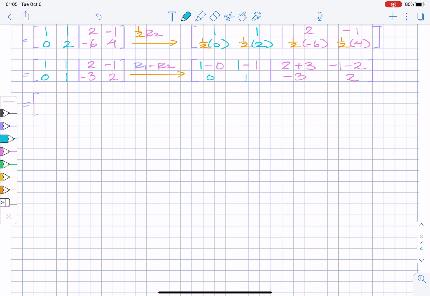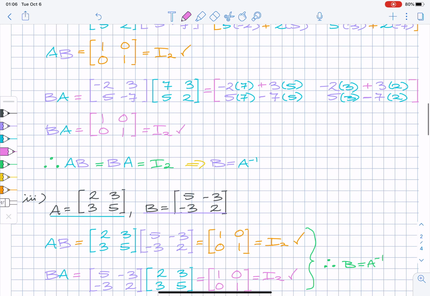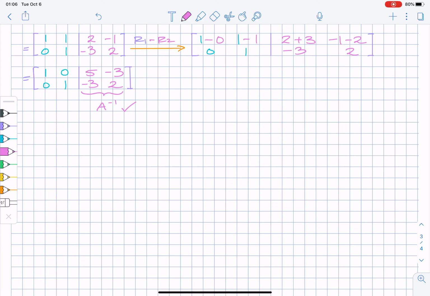Okay, so we have 1, 0, 0, 1, augment, 5 minus 3, minus 3 and 2. So guess what? I claim that this is A inverse right here. And we can check because we actually had A inverse: 5, -3, -3, and 2. Yeah, that looks like it. So check mark. Okay, so A inverse, actually let me write it in blue. So A inverse is going to be the matrix 5, -3, -3, and 2.